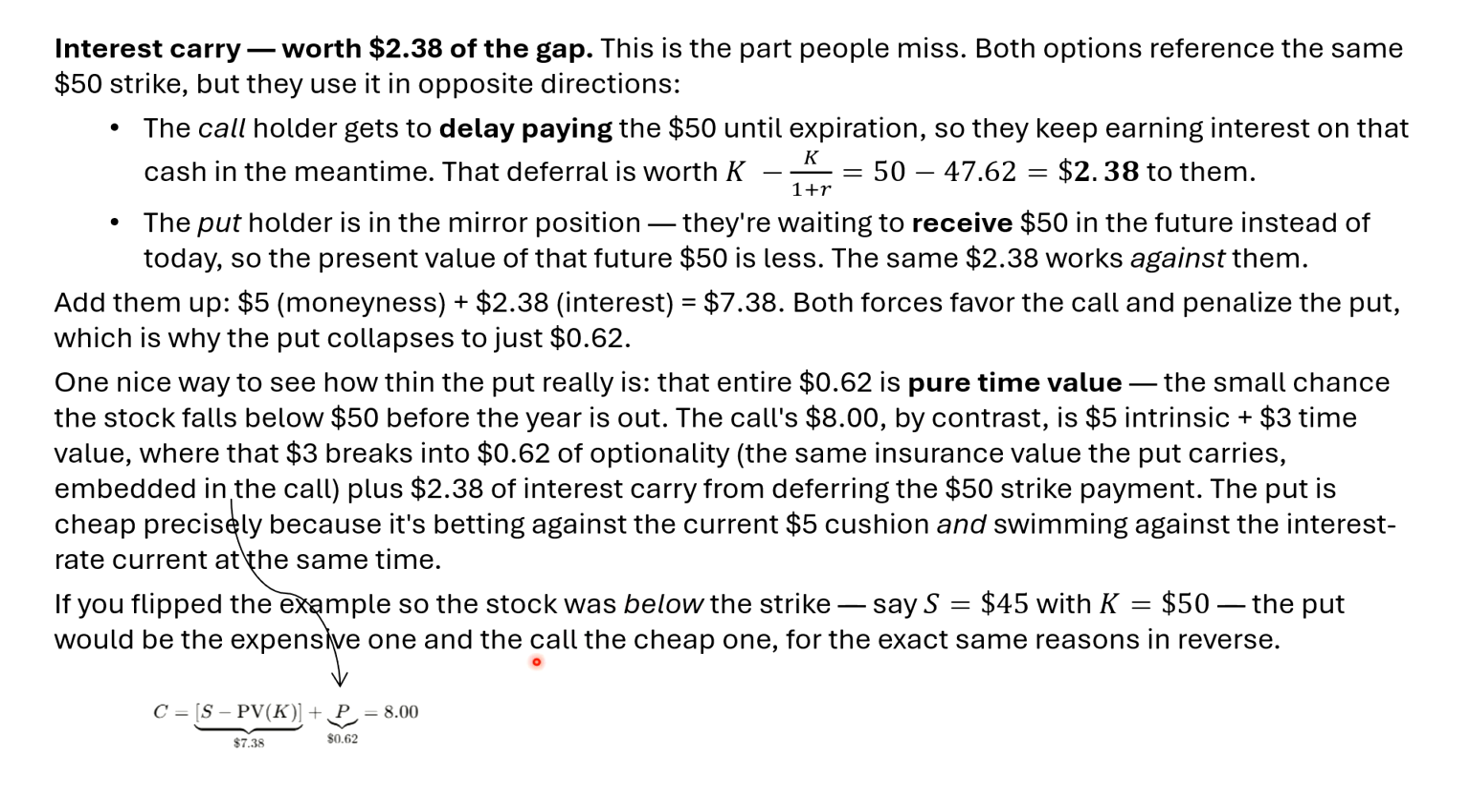What you might want to try, and I'm not going to do it here, but as an exercise, you may want to just try flipping things around and do the same example, but make the current price of the stock $45, and then just keep the K the same as 50, and then you should see that the price of the call and the put are kind of in reverse from what we've had before.